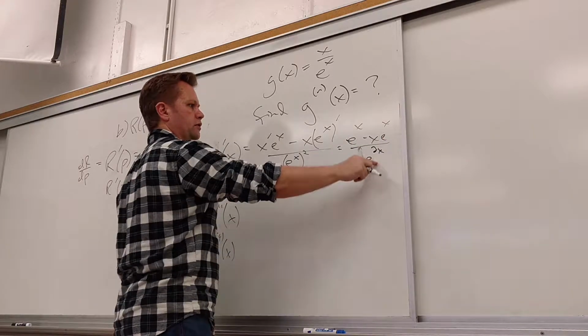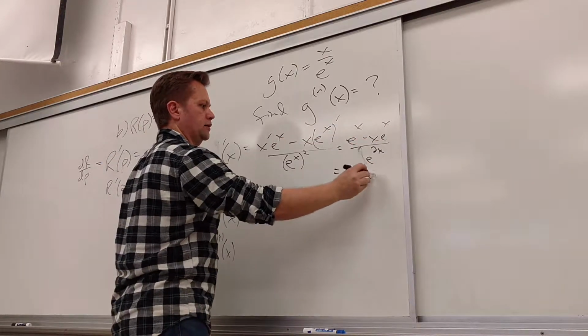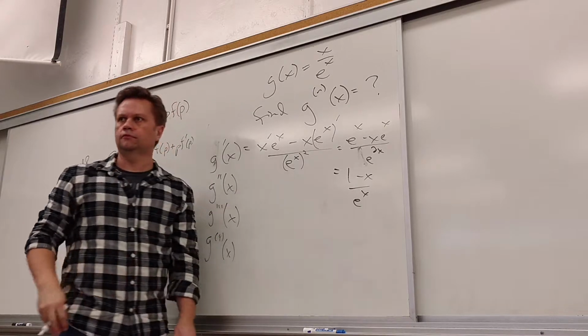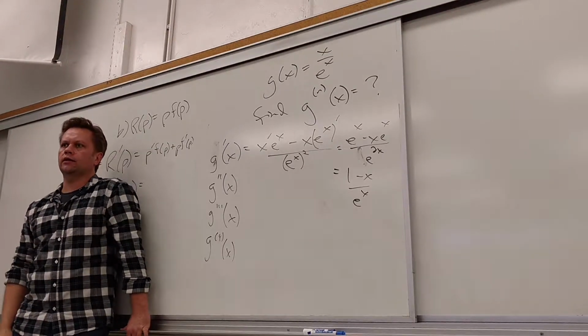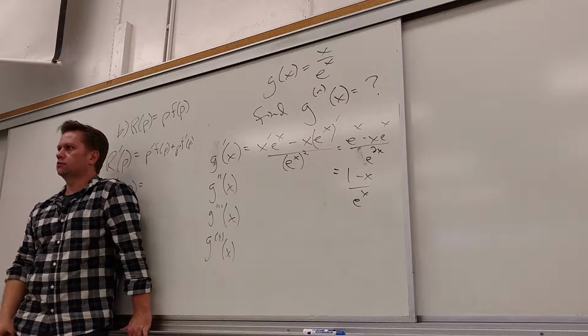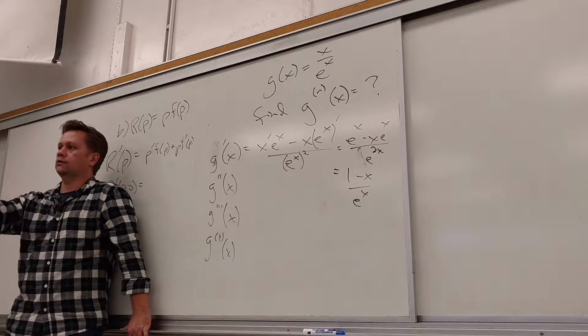And what can you do with, I don't know if you guys see it, 1 e to the x can cancel. Get 1 minus x over e to the x. All right, I'll let you guys soak that in. They all have an e to the x, so I can kill that from everybody because it's division. All right, that's all I'm going to do.